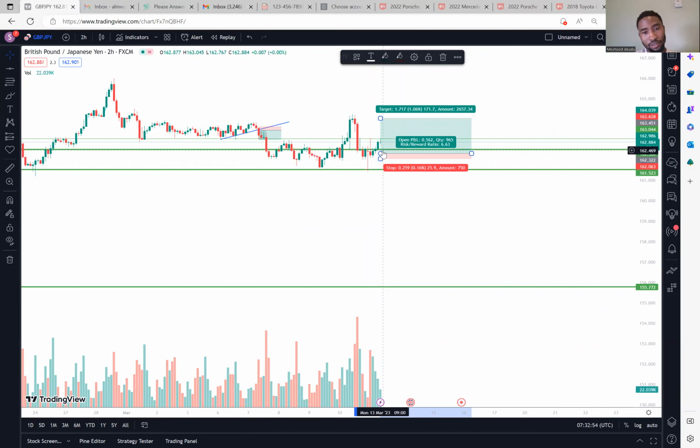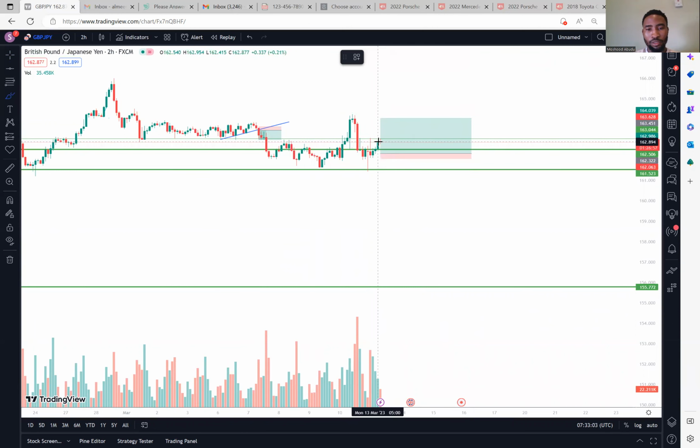Then if that is not the case, what I will be doing is expecting the market to break this area and give me a test from here. I want to see the market move around this area. Then I'll buy.